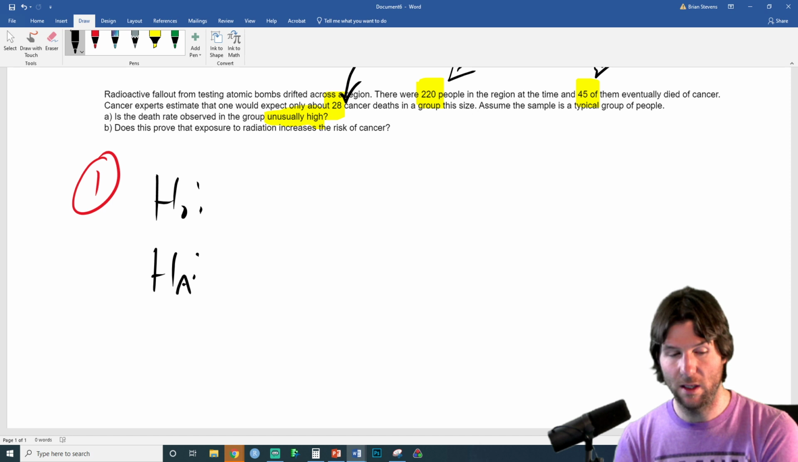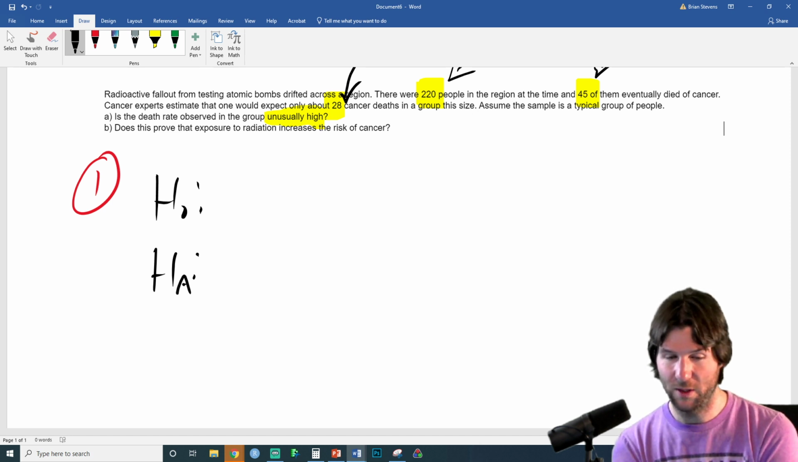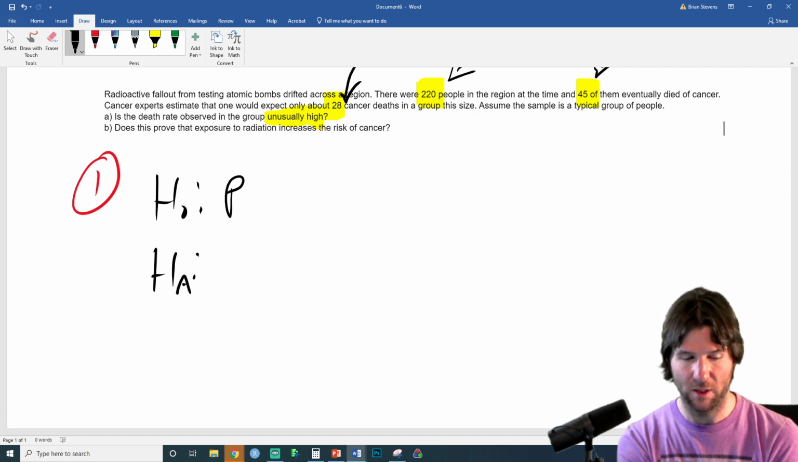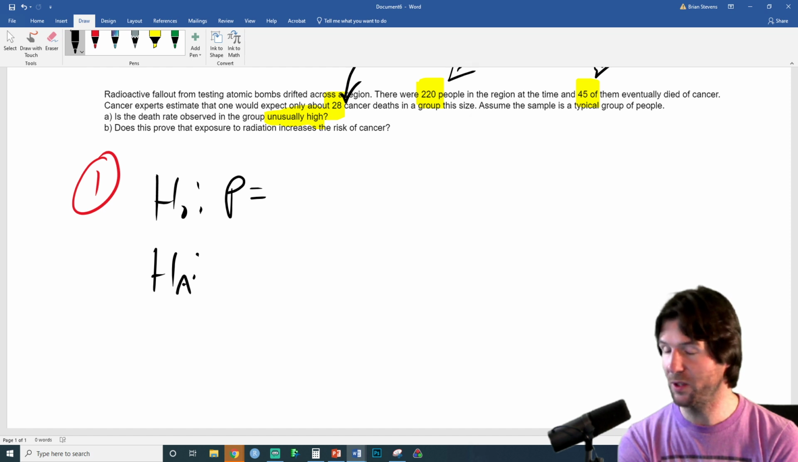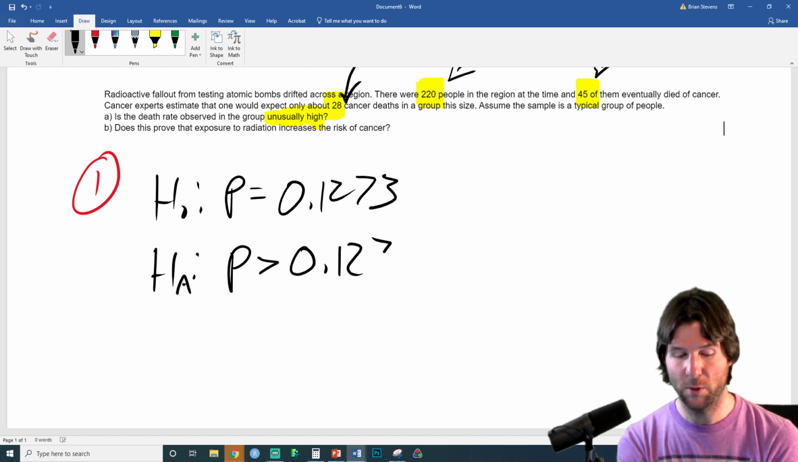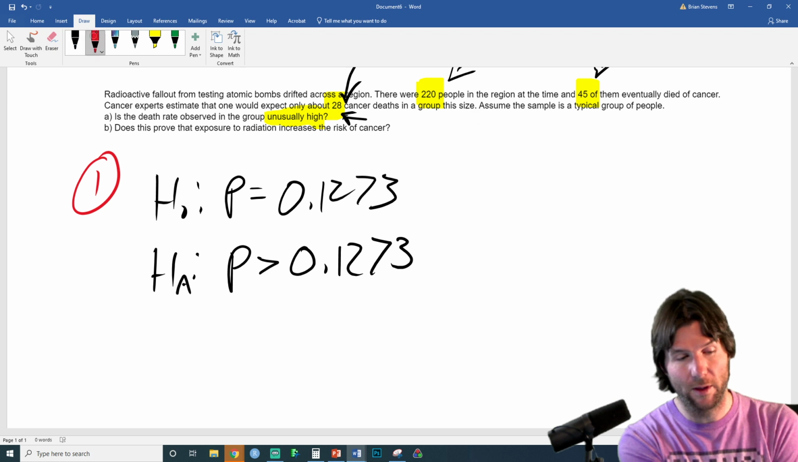Now we're testing to see if the proportion of people who died from cancer is equal to what we expected. So that's P for proportion, equals, which is always there with the null, and we're going to test the value we put for P naught. Then we want to see if this proportion with the alternative is unusually high. That's why I highlighted unusually high, because this is going to give us information about the alternative right here.